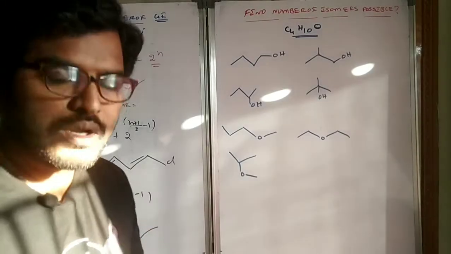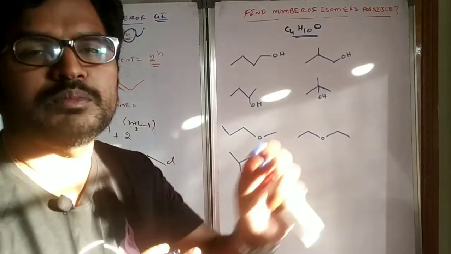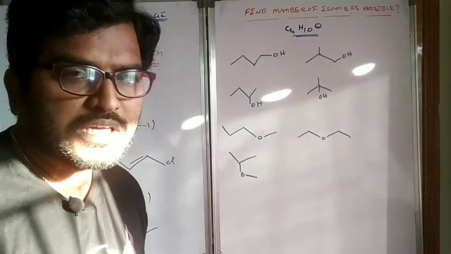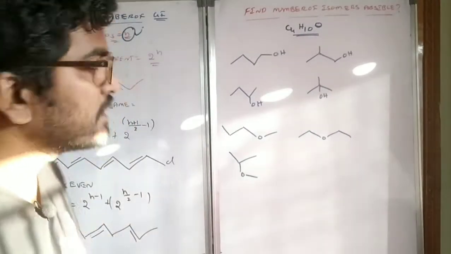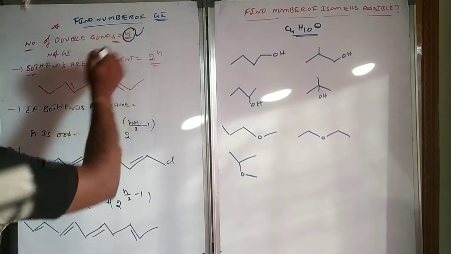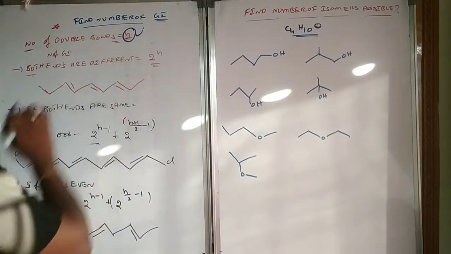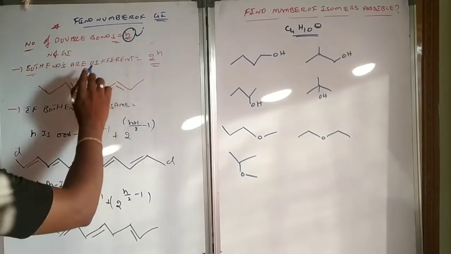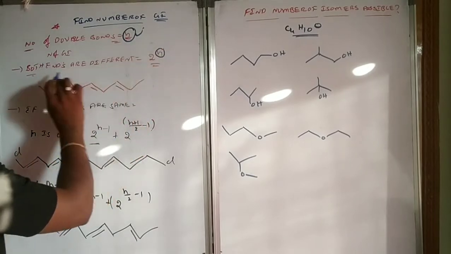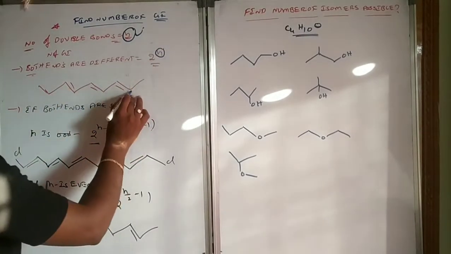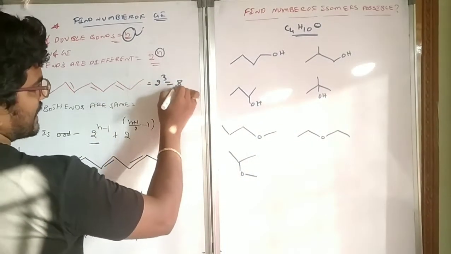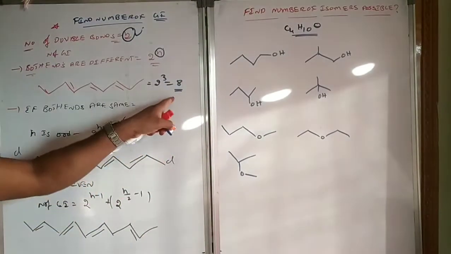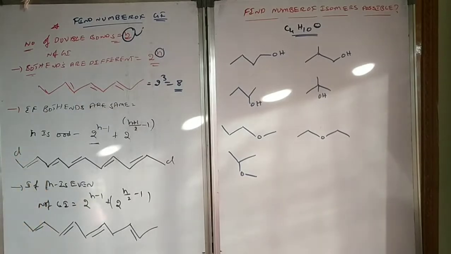If they are cyclo compounds, it's a different scenario, but that much complication, there is no chance to go there. So that's why I am telling you only for open chain here. If the number of double bonds is n and both ends are different, here methyl substitution and here ethyl substitution, so 2 power 3, that is 8 geometrical isomers are possible for this compound.